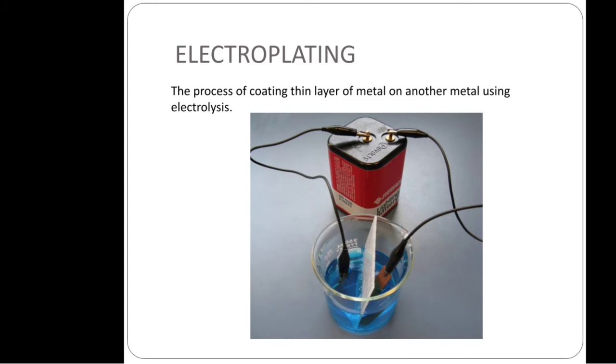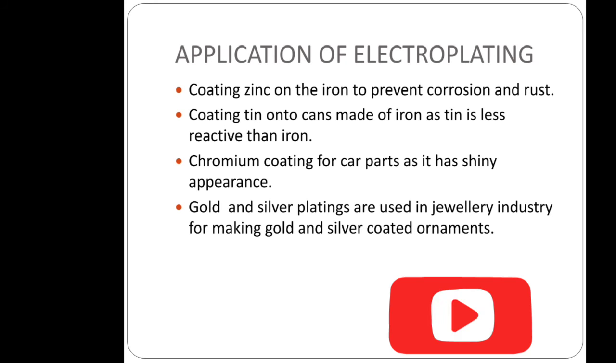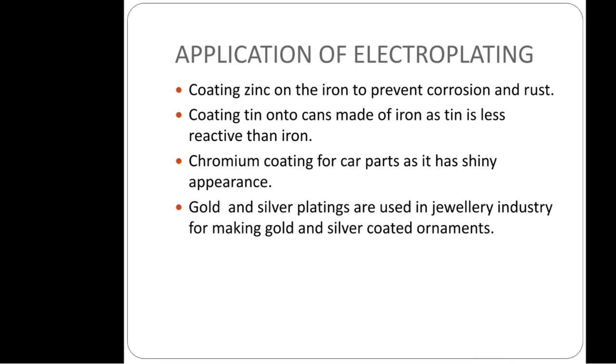So electroplating is what? It is the process of coating a thin layer of metal on another metal using the process of electrolysis. So you could see here the setup for the electroplating process. It is used for various purposes. It is used in coating zinc on iron to prevent corrosion and rust. Then it is used in coating tin onto cans made of iron, as tin is less reactive than iron.